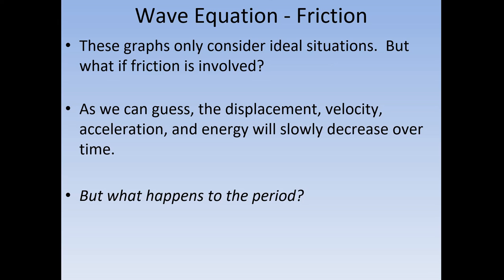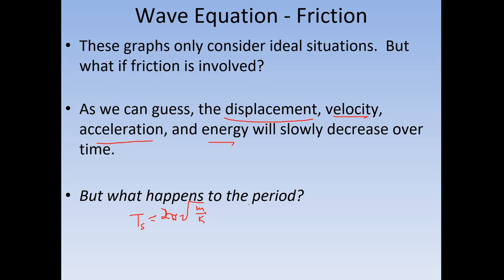If you think back to the equations we have for period, the period for a spring is 2 pi root m over k. Nowhere in this equation is max displacement, velocity, acceleration, or energy taken into account. Mass and spring constant are the only things that matter, because mass and spring constant are constants, essentially. They don't change over time. So regardless of the fact that friction slowly takes away the energy and slowly makes the object not go as high up, the period doesn't change.